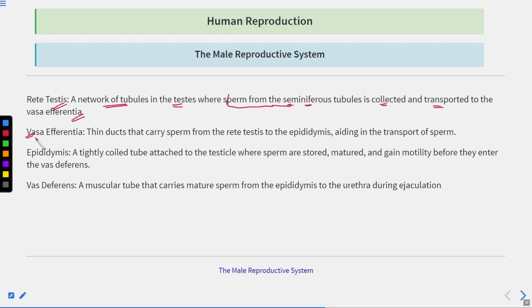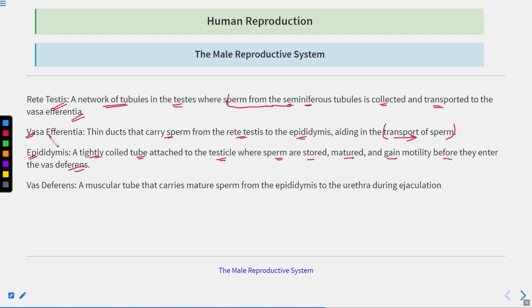Now, what is vasa efferentia? Thin ducts that carry the sperms from the rete testis to the epididymis, aiding in the transport of the sperm. So, what is the role of the accessory duct system? Transport of the sperms. Okay. Now, epididymis is a tightly coiled tube attached to the testicle where the sperms are stored and matured, and they gain motility before they enter the vas deferens. Okay, so this is the role of epididymis.